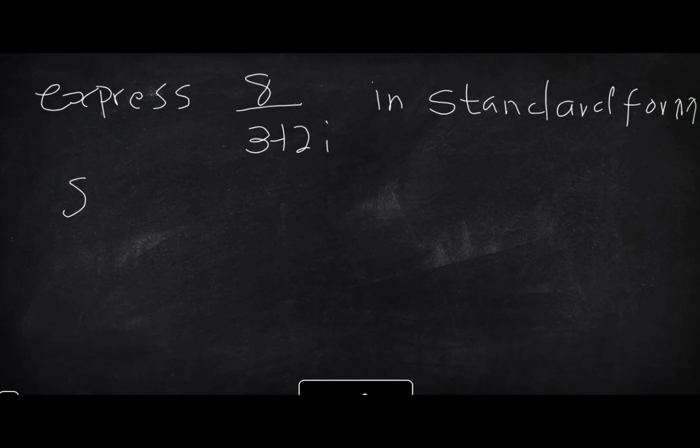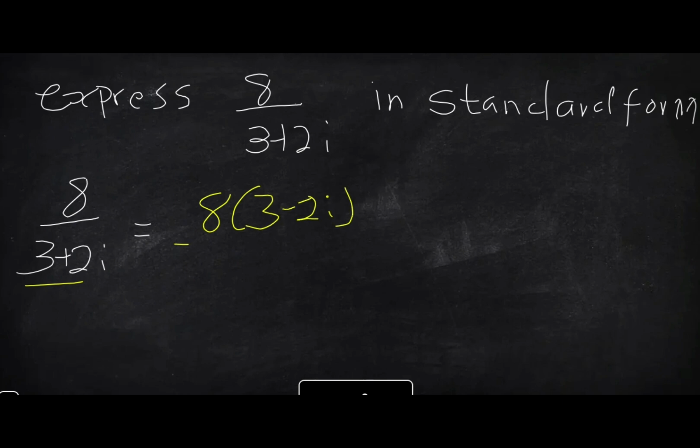So we have 8 over 3 plus 2i. The very first thing that we have to do is find the complex conjugate of the denominator. And the complex conjugate of our denominator is going to be 3 minus 2i. So we multiply through with 3 minus 2i. 3 plus 2i multiplying 3 minus 2i.